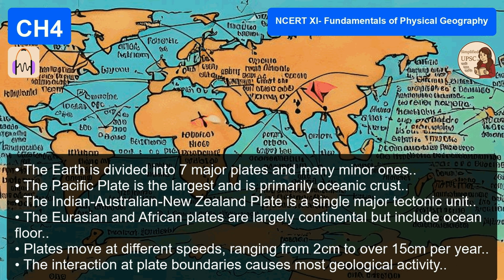This is probably the most common confusion students have, and it's a critical distinction. Wegener thought the continents moved. He pictured them as ships plowing through a static ocean floor. Plate tectonics says, no, that's wrong. The lithosphere moves. The lithosphere is the rigid outer layer of the Earth. It's the crust plus the solid top part of the mantle.